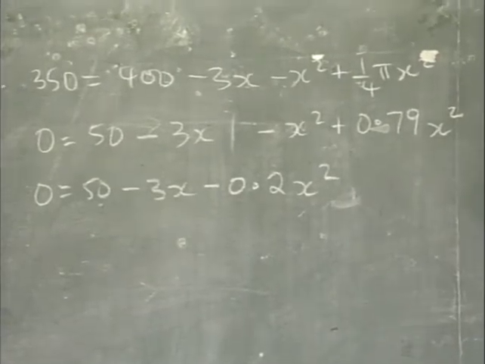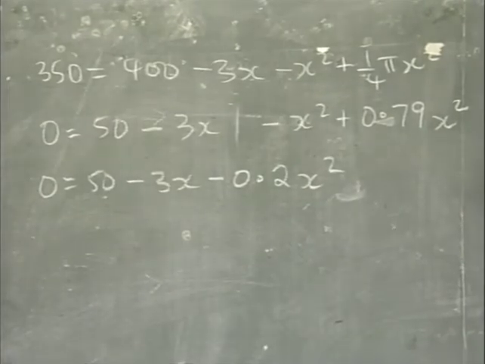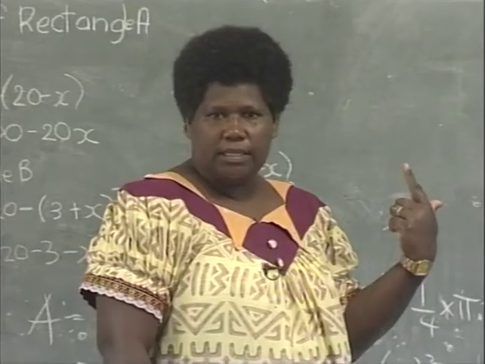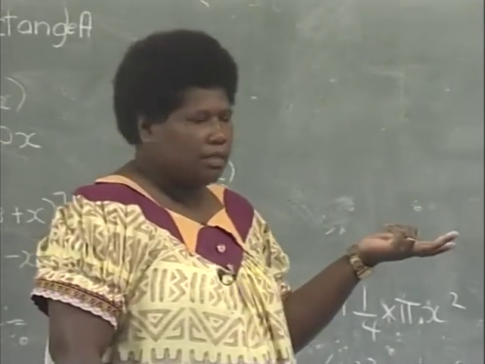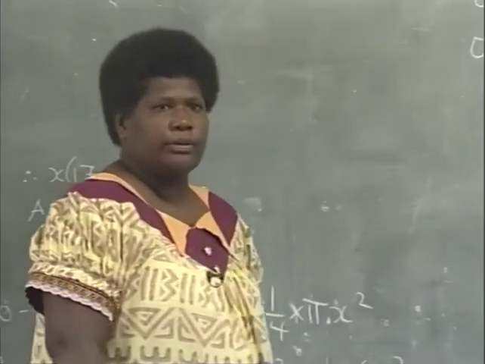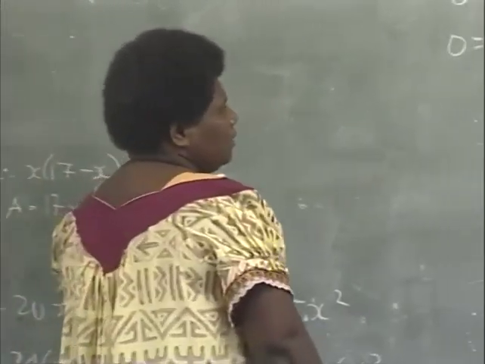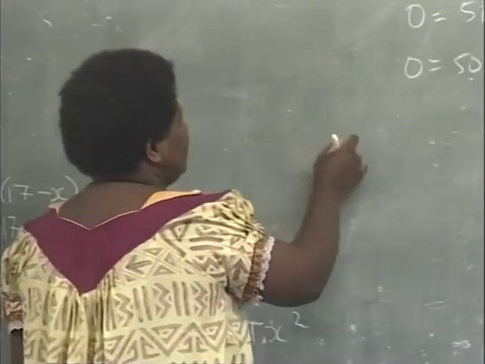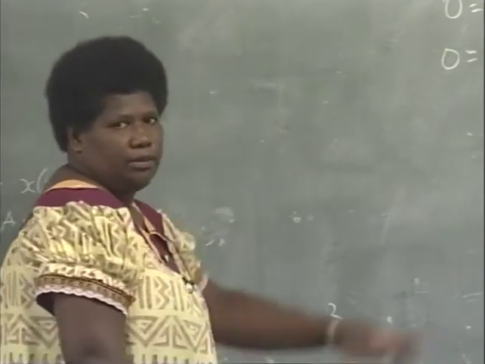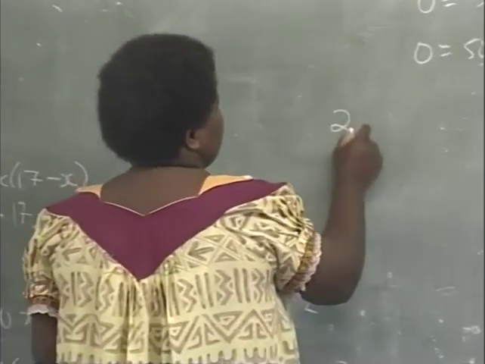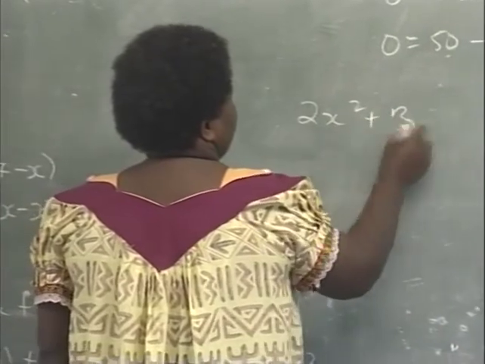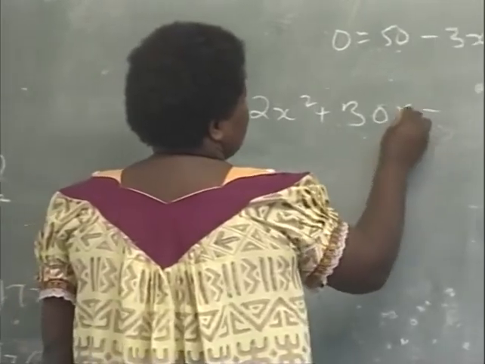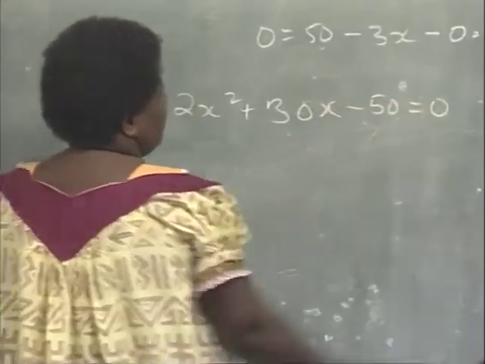There are 3 methods of solving quadratic equations. One is factorizing, the next one is completing the square, and the third one is using the quadratic formula. You can use the quadratic formula to answer this. But if I want it to be in whole numbers, I'm going to move everything to the left-hand side and multiply by 10 because it's 0.2. So I'm going to get 2x squared plus 30x minus 50 equals 0.